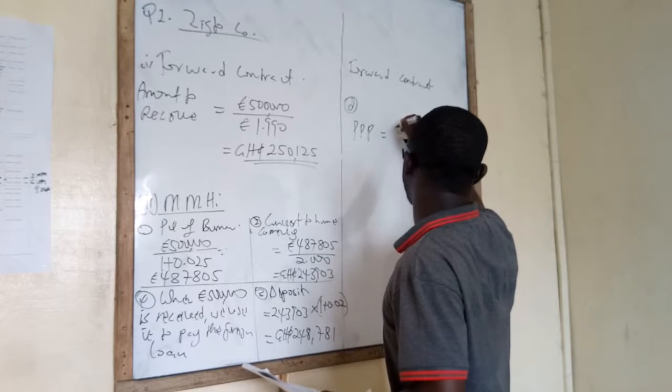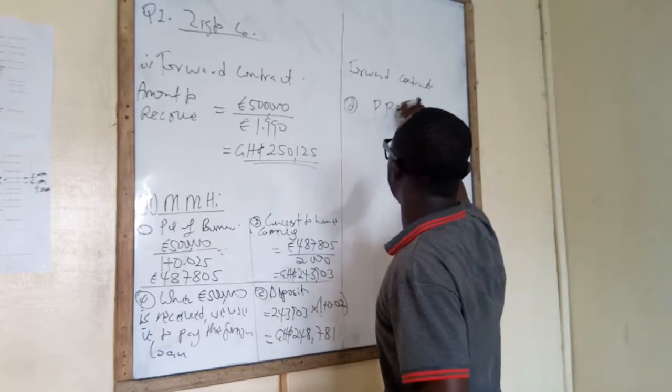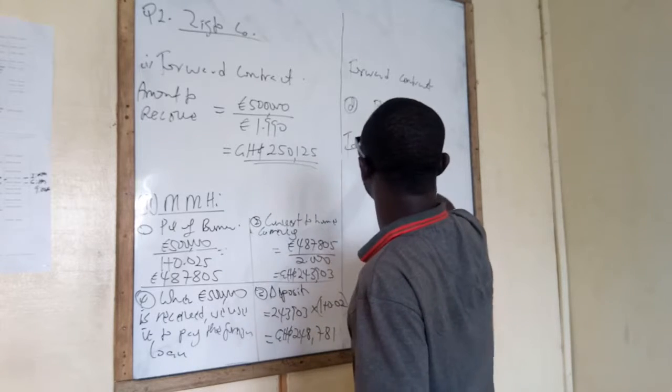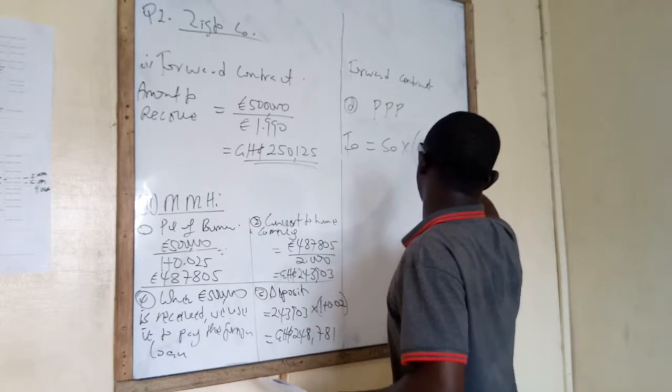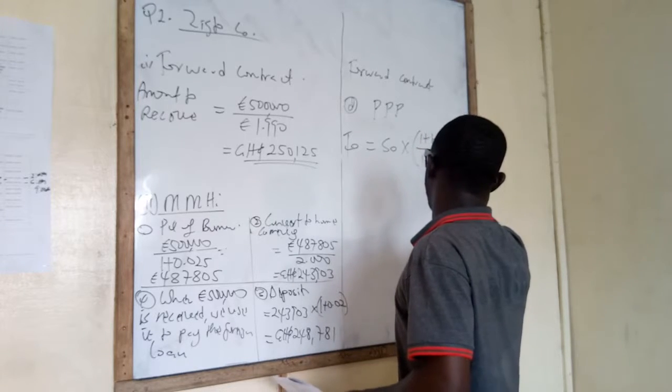What's the formula? Under the purchasing power parity, we say that the forward rate equals the spot rate times, in bracket, 1 plus HC over 1 plus HB. Am I right?